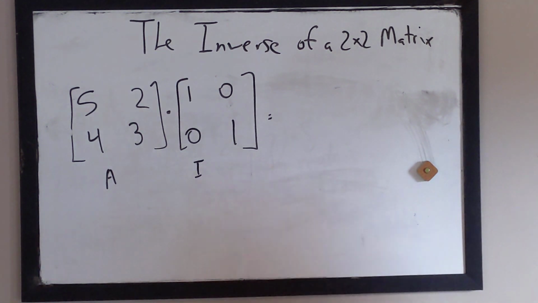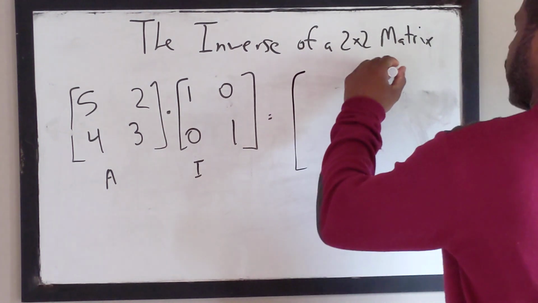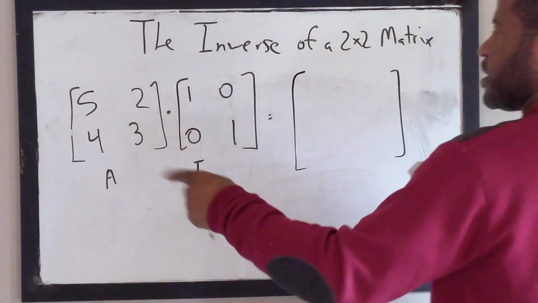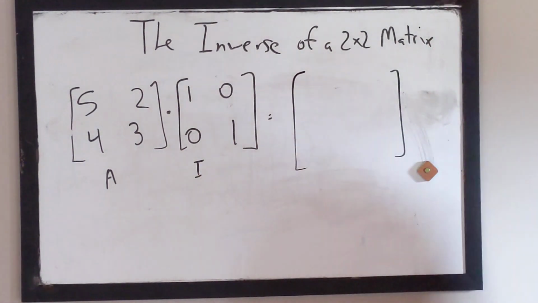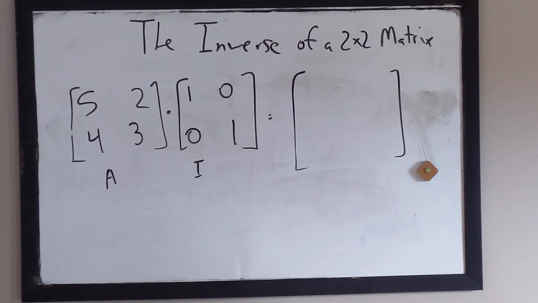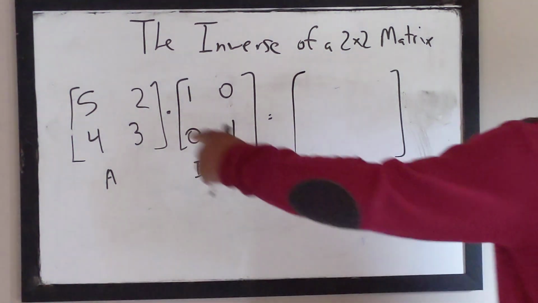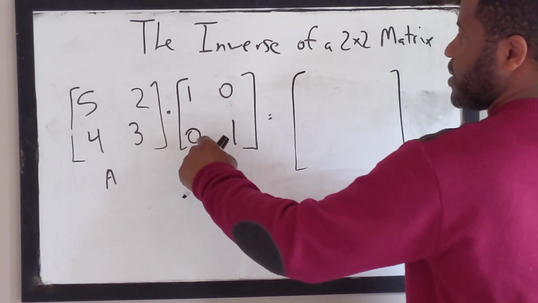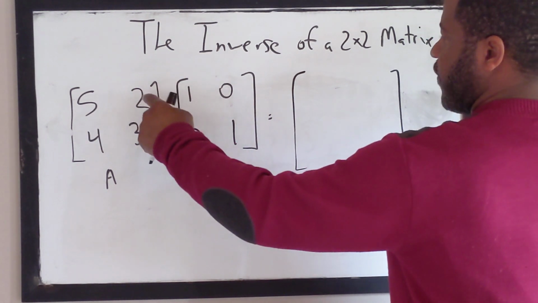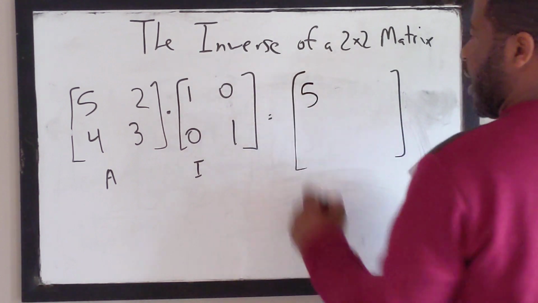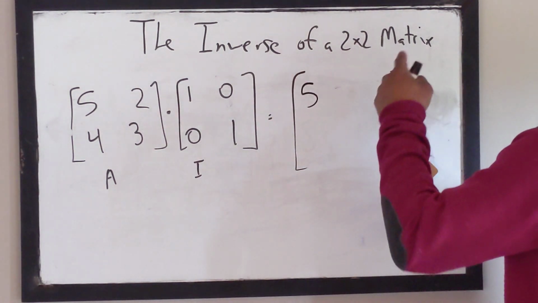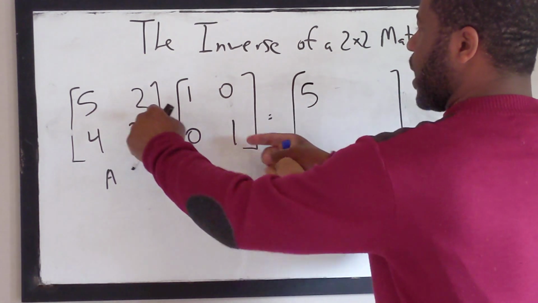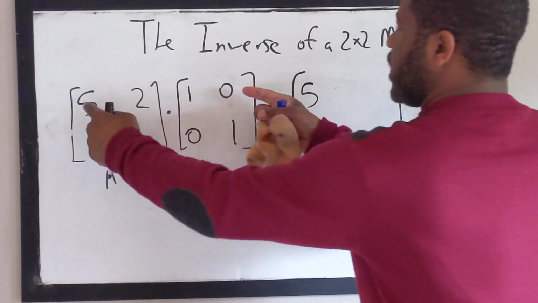Now, remember how we had to multiply the rows and columns. First row, first column, first row, second column. Second row, first column, second row, second column. This is basically dot products, all right? So we have 5 times 1 plus 2 times 0. Remember, 5 times 1 is 5 plus 0, which is 5, okay? First row, second column. We had 5 times 0 plus 2 times 1. 0 plus 2.